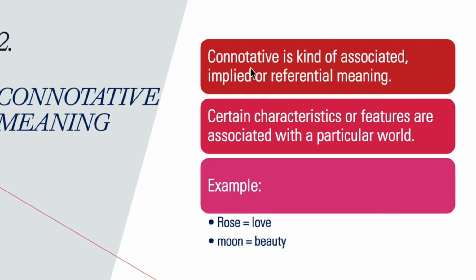Connotative meaning. Connotative meaning is a kind of associated, implied, or referential meaning. Certain characteristics or features are associated with a particular word. Example: rose, love; moon, beauty. Connotative meaning is in fact implied meaning. It gives you the secondary meaning, and certain objects are associated with certain kinds of characteristics or features or qualities. For example, normally the rose flower is associated with love, moon is normally referred to as beauty, and so on.